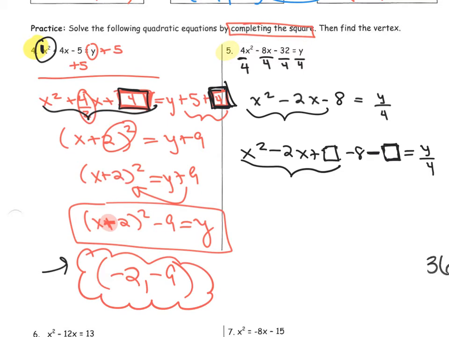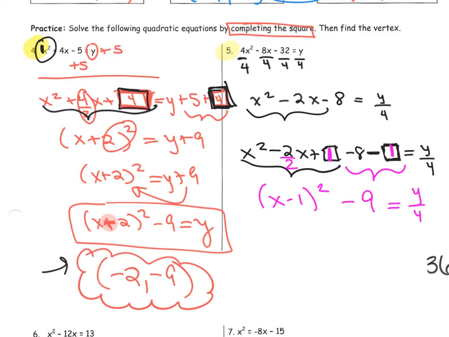All right, well, always with completing the square, we have it, square it, so have the b term, and then square it. 1 squared is 1, so if I add 1 to one side, I still have to subtract out 1 on the same side of the equal sign. And now we can simplify. -8 minus 1 is -9, which equals y over 4.